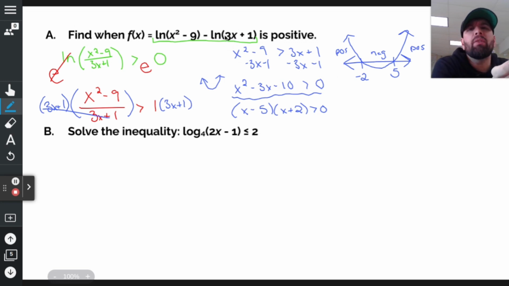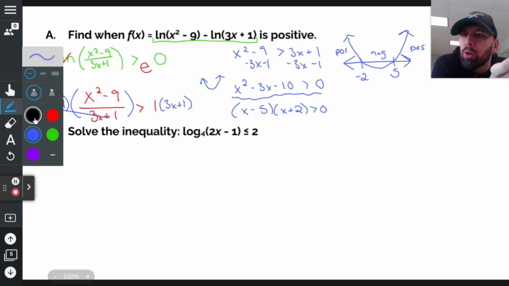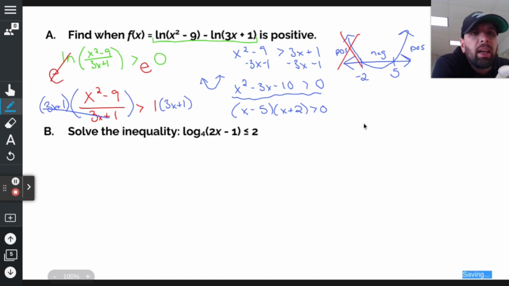If I plug negative 2 into there, that would be 3 times negative 2 plus 1, which is a negative. I can't take the ln of a negative. You don't count. I can't count you. So the only numbers that do count are, if I plug in 5, I could plug in 5. The only numbers that do count are 5 and above.